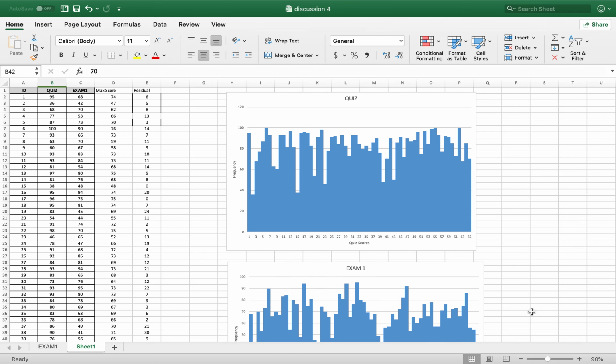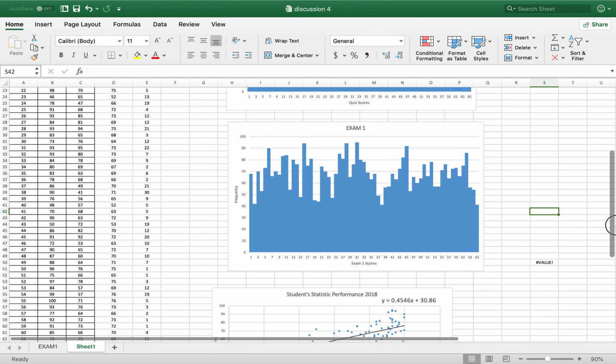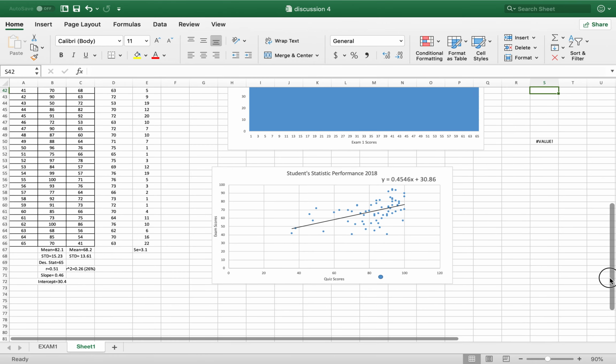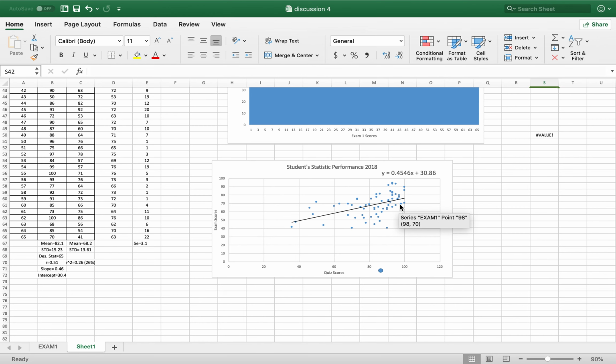So here are my two histograms. This is the quiz and the exam. And then I'll go down to my scatter plot. So the scatter plot, as you can see, shows a moderate uphill positive linear relationship. So with our two quantitative variables, we know that we have the quantitative variable condition, which is one of the conditions for regression. And then we also have a linear regression, which is right here, this line. And then we don't have too many outliers, so we could say that this data adequately meets the assumptions and conditions for linear regression.